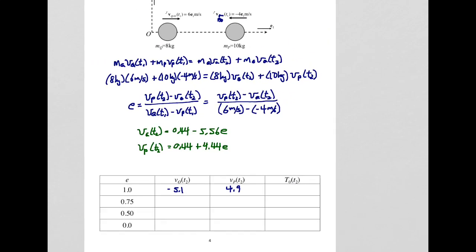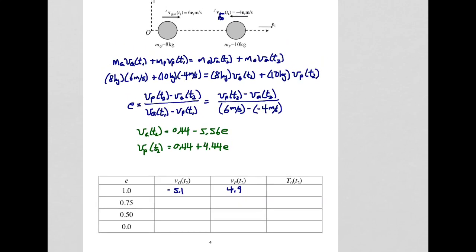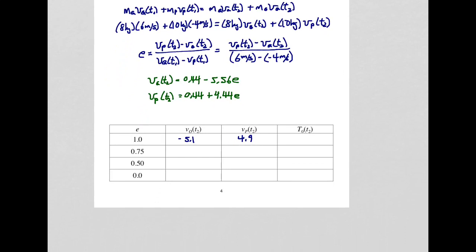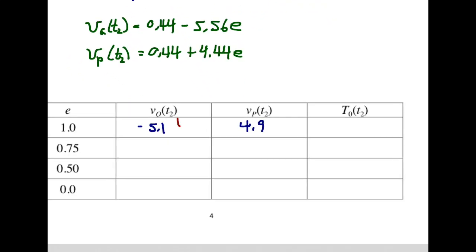So what's happening here in our system is that for our particle Q, we initially started out with a velocity of 6 in the E1 direction. And then after the collision, if it's a perfectly elastic collision, it's now moving in the negative E1 direction at negative 5.1 meters per second. And so we see here that we've lost speed, and then for our particle P, we started out at negative 4 in the E1 direction, and then we're now leaving at 4.9 in the E1 direction. So now we've gained speed of particle P. So we've lost speed, and then we've gained speed.